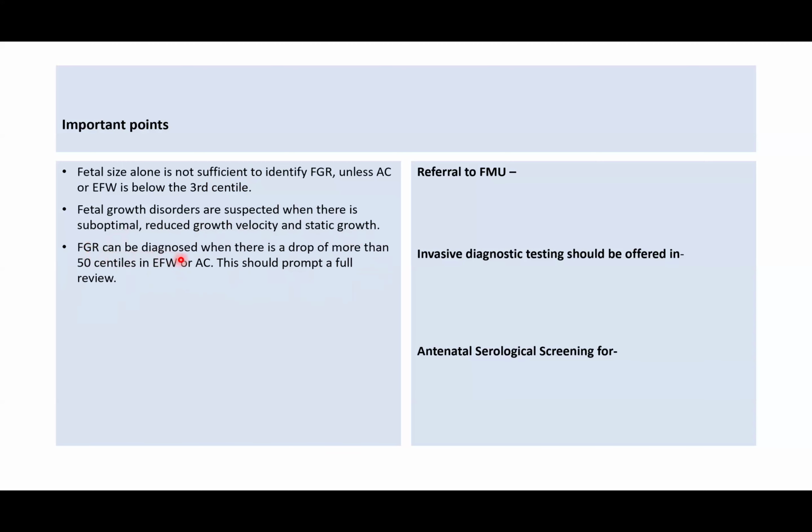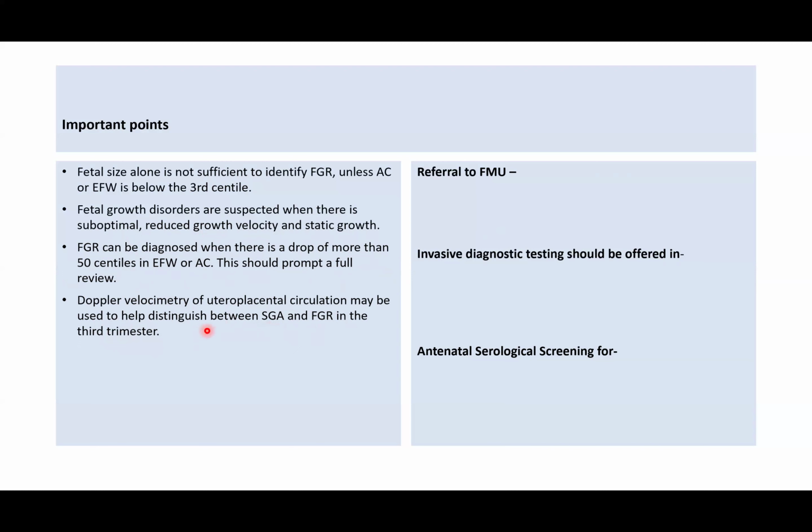Then FGR can also be diagnosed when there is a drop of more than 50 centiles in estimated fetal weight or abdominal circumference. And this should prompt a full review. So whenever a woman comes to her antenatal appointments, and when we see the graph and there is a fall of more than 50 centiles in EFW or AC, then this is also an indicator of FGR. Doppler velocimetry of uteroplacental circulation may be used to help distinguish between SGA and FGR in the third trimester.